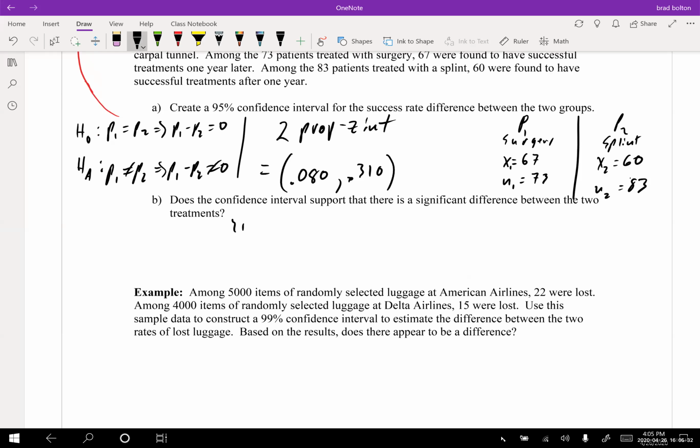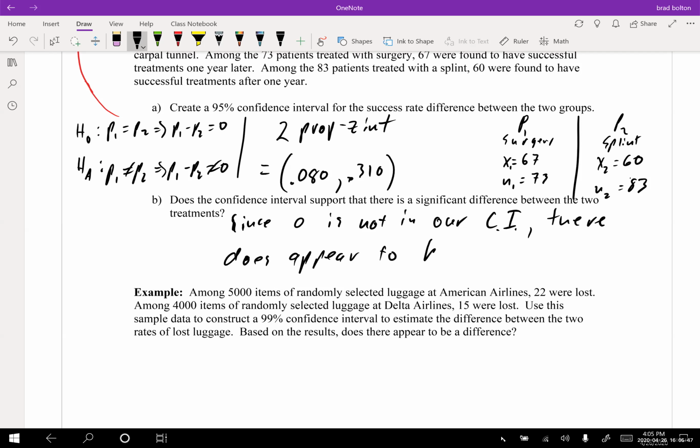So since 0 is not in our confidence interval, there does appear to be a difference.